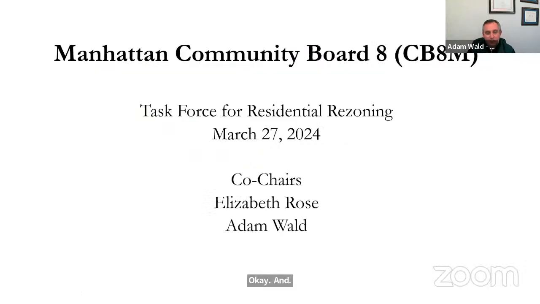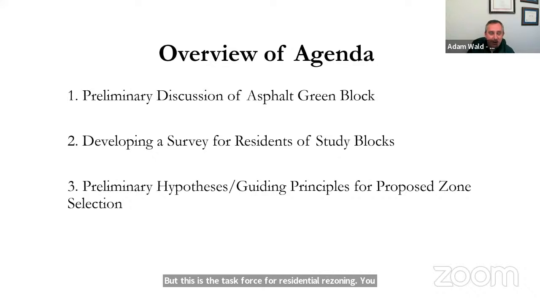So this is the Task Force for Residential Rezoning, evening's meeting of March 27th. So the overview of the agenda, we've modified it very slightly, but we're going to talk about the Asphalt Green block off of York Avenue. We're going to discuss developing a survey for residents and stakeholders of the study blocks that are the target of our rezoning efforts, and the preliminary hypotheses guiding principles for proposed zoning selection.